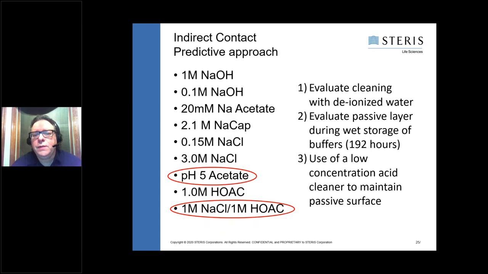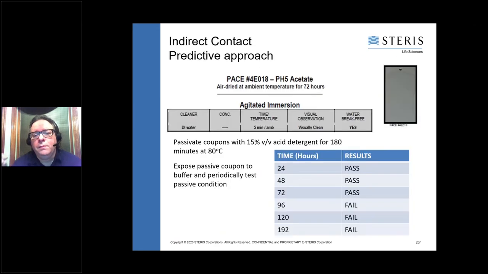So the first round of testing confirmed that deionized water can rinse off all these buffers. The second thing was to evaluate that passive layer as a function of the wet storage, and we noticed that the pH 5 acetate and the one normal sodium chloride with one molar acetic acid resulted in some failure of the passive layer. And we saw that between 72 to 96 hours.